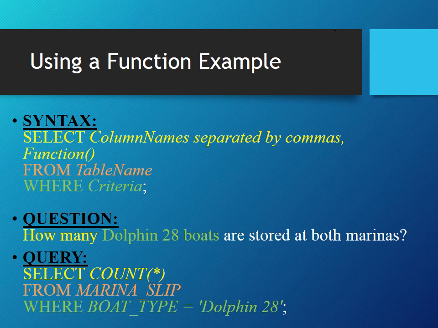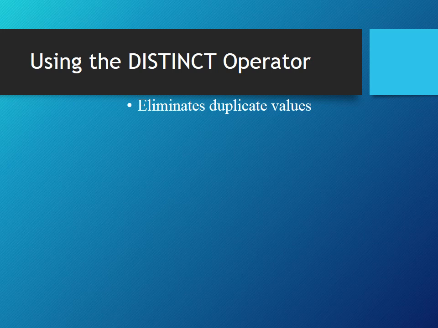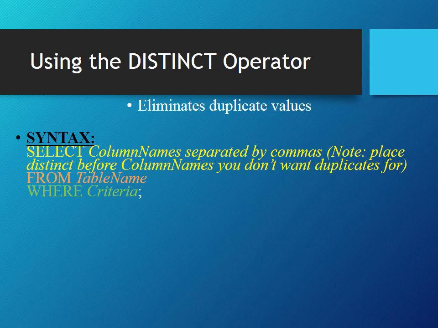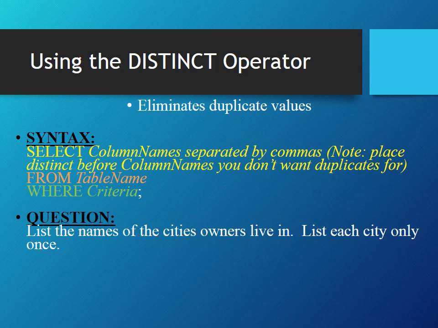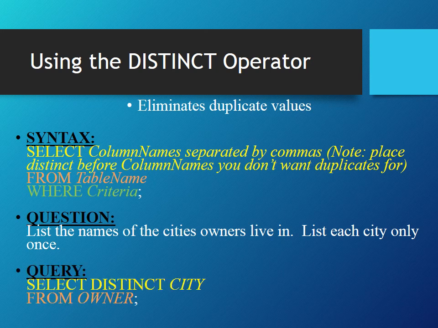Next, let's look at the operator for eliminating duplicate values. When you want to list the values in a column, but you want to eliminate duplicate values, use the DISTINCT operator. The syntax is the same as other simple queries we have learned about so far. The only difference is to place the keyword DISTINCT before the column you want to eliminate duplicates for. Here's an example. List the names of cities owners live in. List each city only once. Here's our query. Select distinct city from owner.